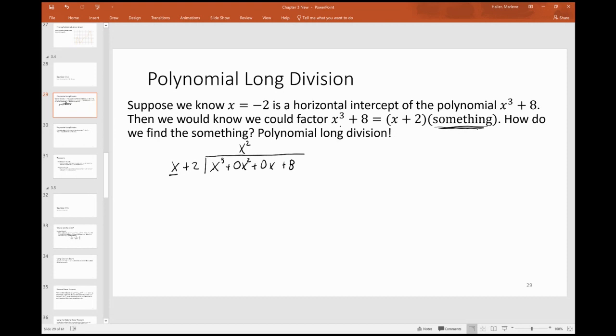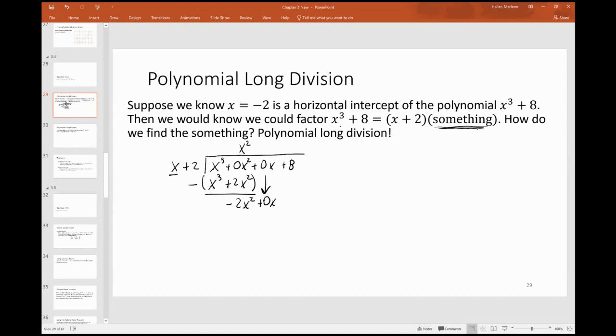Now multiply our x squared by the divisor. So x squared times x is x cubed. Then x squared times 2 is 2x squared. We're going to subtract that out. X cubed minus x cubed, of course, is 0. And 0x squared minus 2x squared is going to be -2x squared. Now bring down that next term, which just happens to be a 0, or 0x.